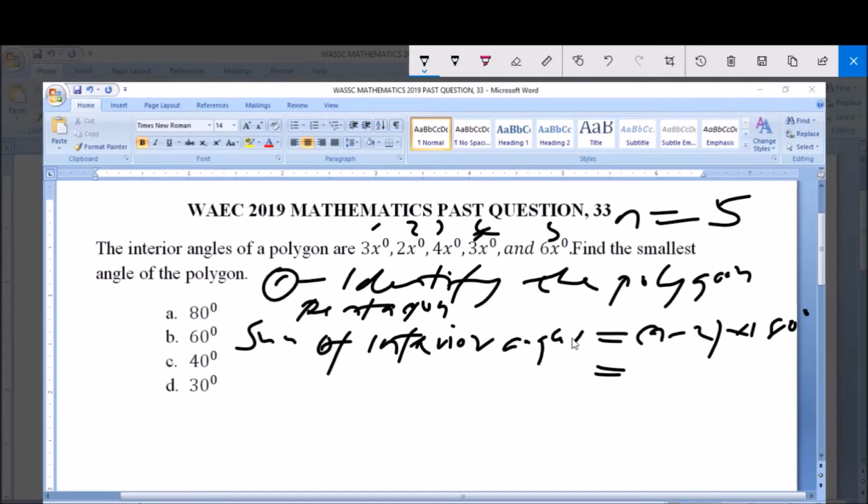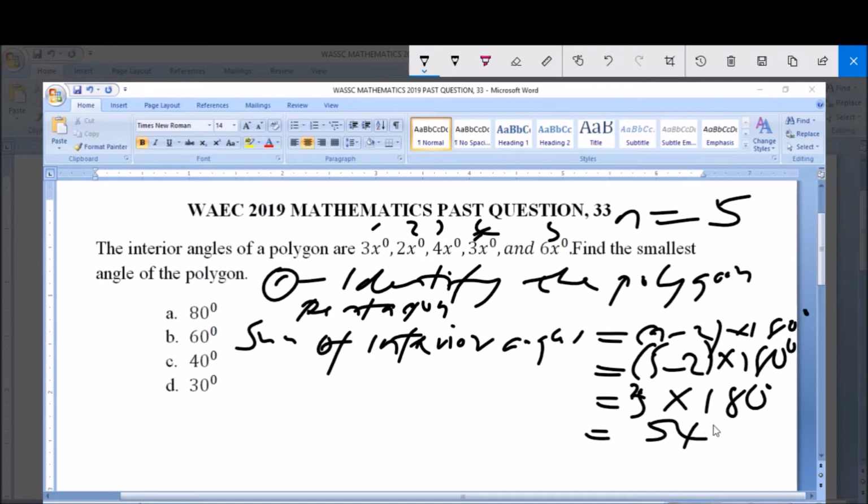Now, to find the sum of interior angles, we have 5 minus 2 multiplied by 180 degrees. Now 5 minus 2 gives you 3. Now this 3 multiplied by 180 degrees. Now 3 times 180 degrees gives you 540 degrees.